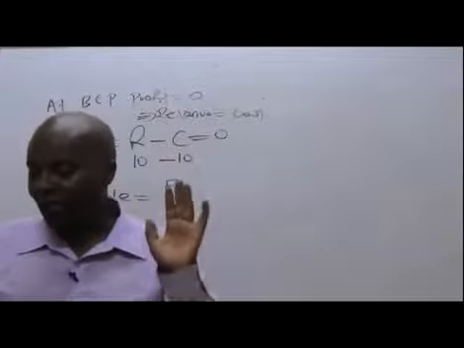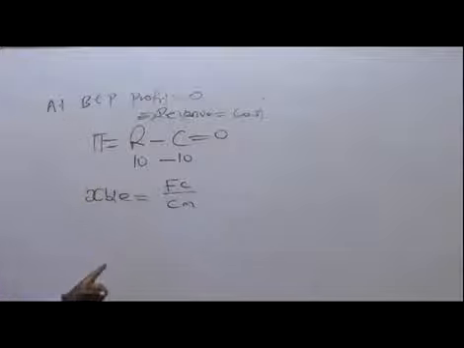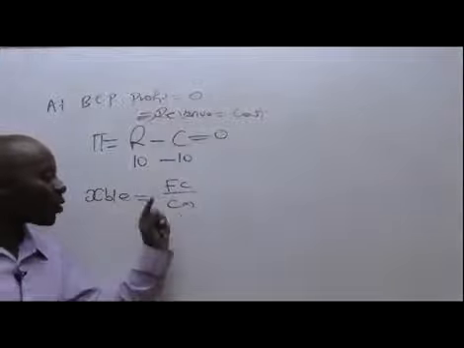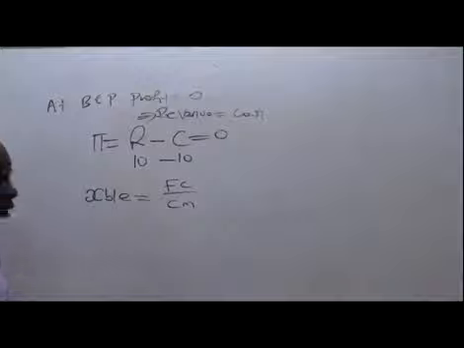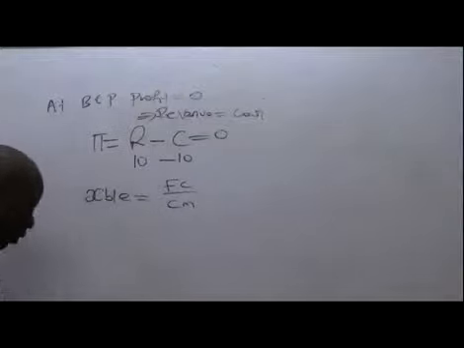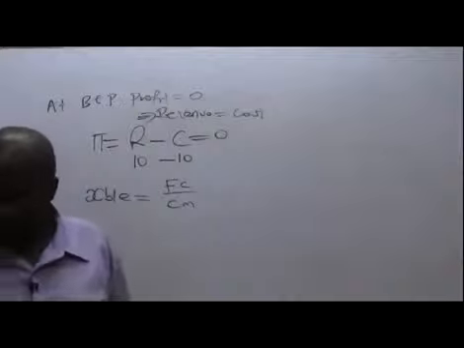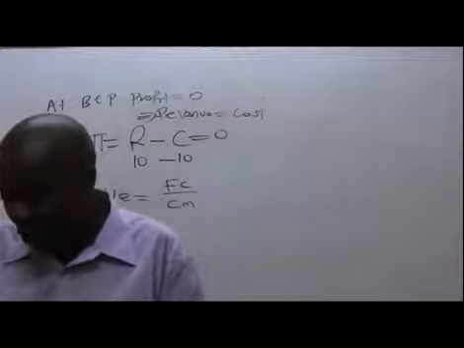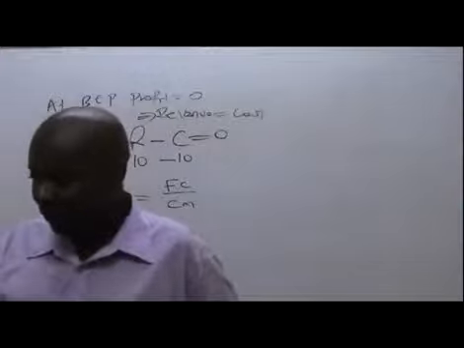So anytime we talk of quantity to break even, we'll always think about taking the fixed cost of the firm. I hope you have written this in full. Fixed cost of the firm, all over contribution margin. And how do I get contribution margin? How do I get contribution margin?